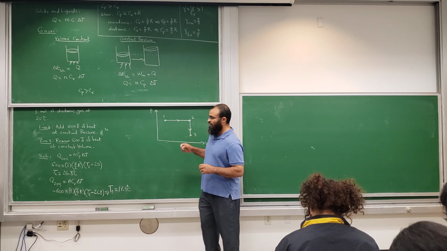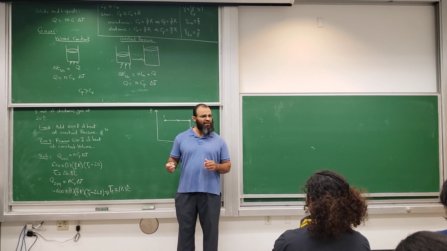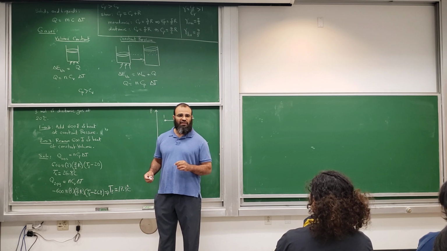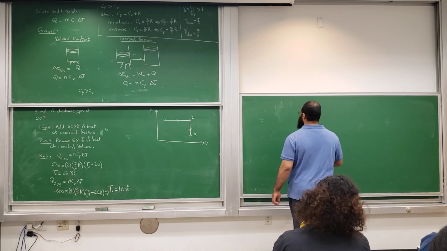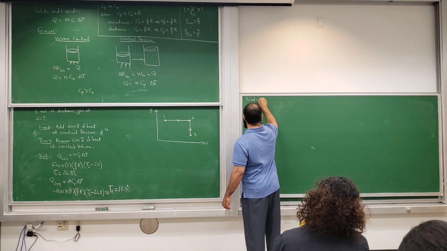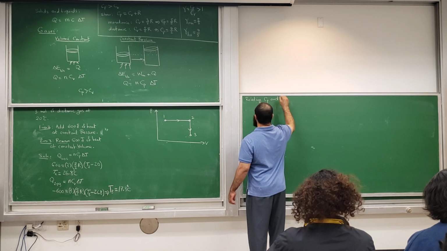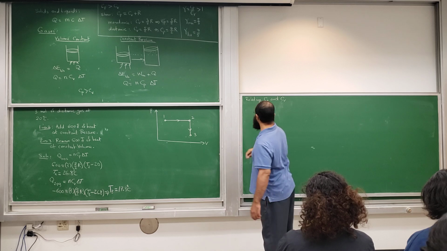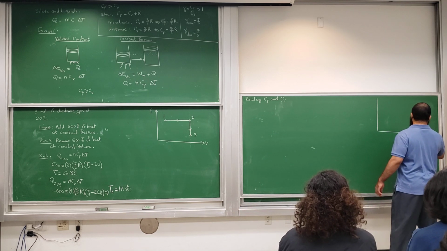Let's go to the next one, which is again a review from yesterday for some of you. The relationship between CP and CB, and I think it's worth saying again. Relating CP and CB, that's where we get that CP is equal to CB plus R.